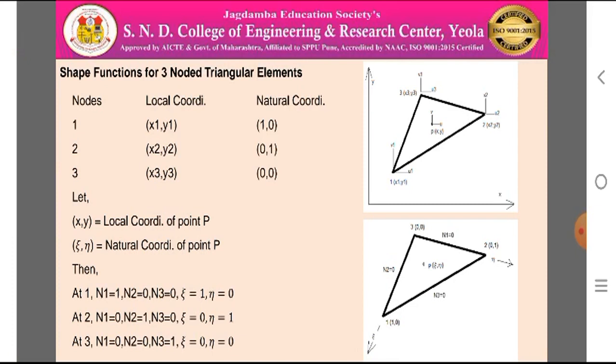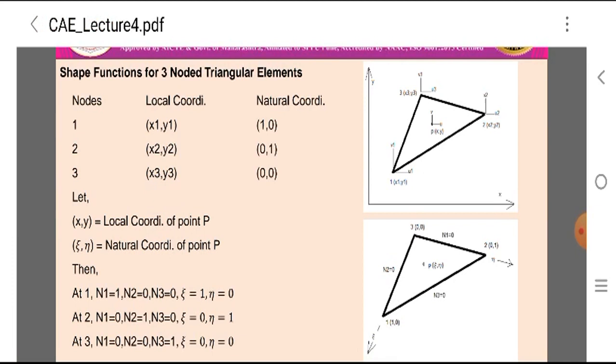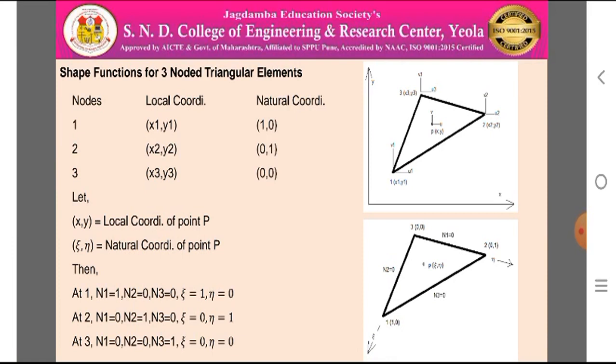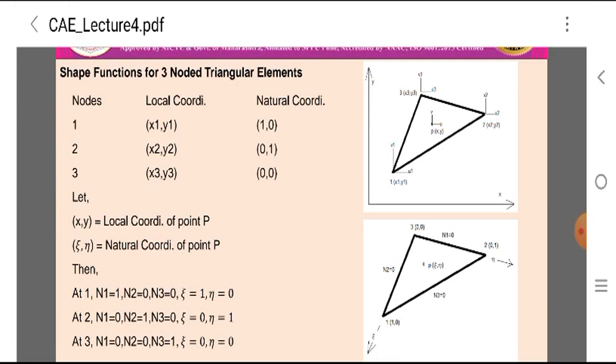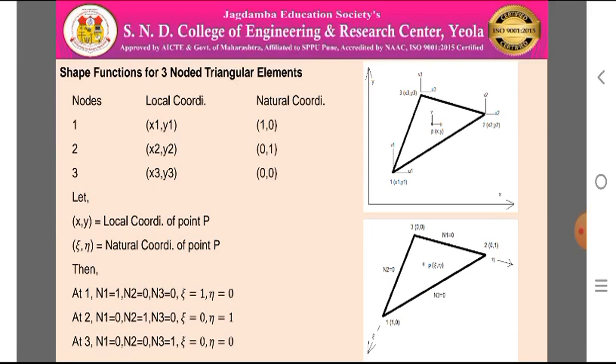Let x, y be the local coordinates of any point P and epsilon, eta be the natural coordinates of that point P. Then at node 1, we have seen N1 is equal to 1, N2 is equal to N3 is equal to 0, epsilon is equal to 1 and eta is equal to 0. At node 2, N1 is equal to 0, N2 is equal to 1, N3 is equal to 0, epsilon is equal to 0 and eta is equal to 1. Similarly, at node 3, N1 is equal to N2 is equal to 0, N3 is equal to 1, epsilon is equal to eta is equal to 0.